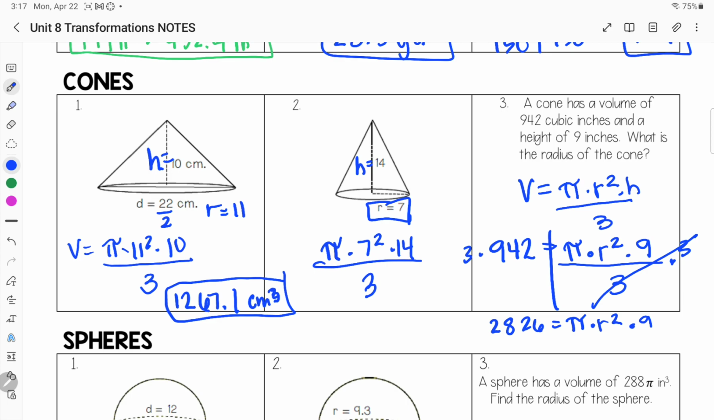It does not matter. So I'm going to start and do 2826, and I'm going to divide that by 9. When I divide by 9, I get 314 equals pi times radius squared. So now I'm going to take 314, divide it by pi, because my whole goal is to get that r alone. And you'll get 99.9493, and so on.